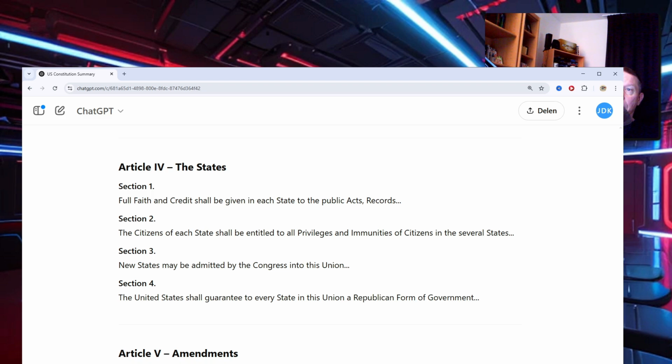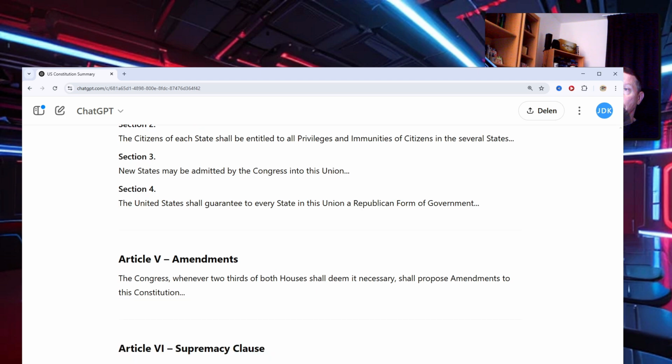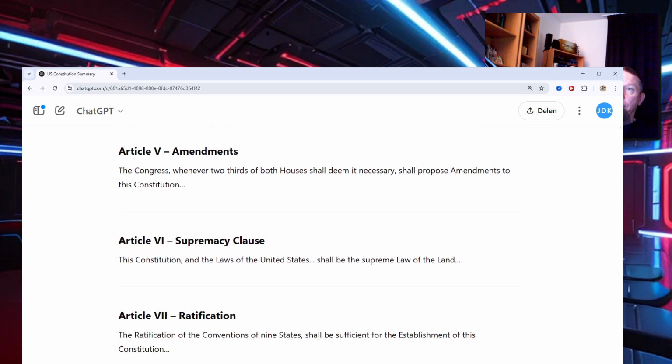Article 5, amendments. The Congress, whenever two thirds of both houses shall deem it necessary, shall propose amendments to this Constitution. So adding more to it can only be done if both houses of Congress, two thirds, the 66% of both houses, deem it necessary, then there can be an amendment to the Constitution. Article 6, Supremacy Clause. The Constitution and laws of the United States shall be the supreme law of the land. The Constitution tops everything. Yeah, that's the same as I know everywhere in Europe, so there's no discussion over it. And Article 7, ratification by the conventions of nine states.